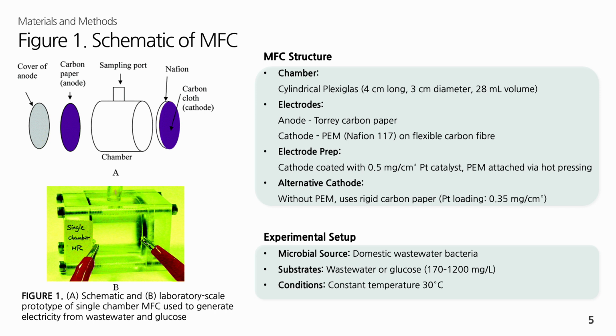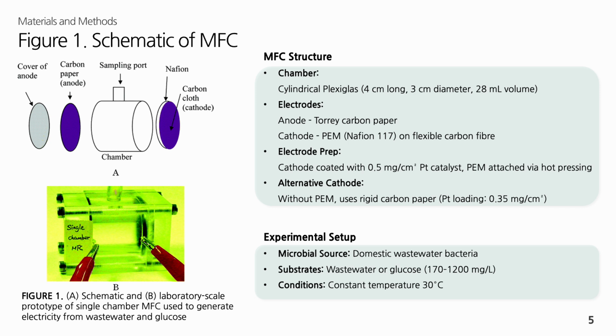Schematic of MFC. MFC structure. Chamber: cylindrical plexiglass, 4 cm long, 3 cm diameter, 28 ml volume. Electrodes: anode, Toray carbon paper. Cathode: PEM, Nafion 117, on flexible carbon fiber. Electrode prep: cathode coated with 0.5 mg per square centimeter platinum catalyst, PEM attached via hot pressing. Alternative cathode: without PEM, uses rigid carbon paper, platinum loading, 0.35 mg per square centimeter.